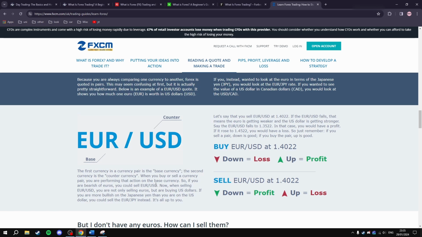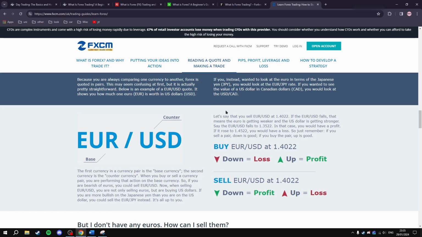If you are more bullish on the Japanese yen than you are on the US dollar, you could sell the EUR/JPY instead. It's all up to you. Because if you sell this, then you're buying JPY, and you could always buy the stronger currency.